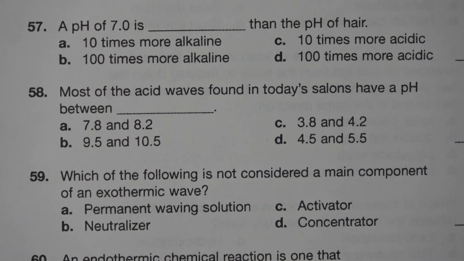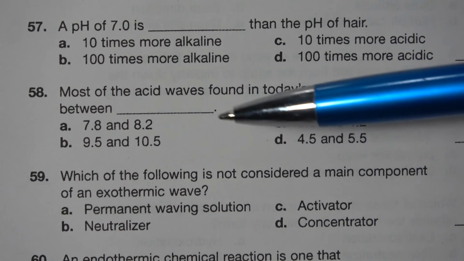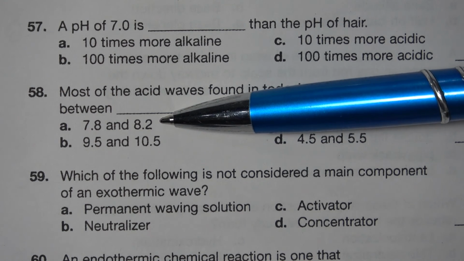Number 58. Most of the acid waves found in today's salon have a pH between blank. Is it A, 7.8 and 8.2? Is it B, 9.5 and 10.5? Is it C, 3.8 and 4.2? Or is it D, 4.5 and 5.5? And your correct answer is A, 7.8 and 8.2.